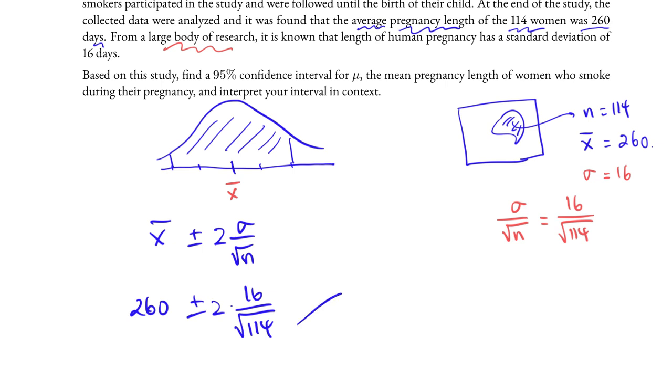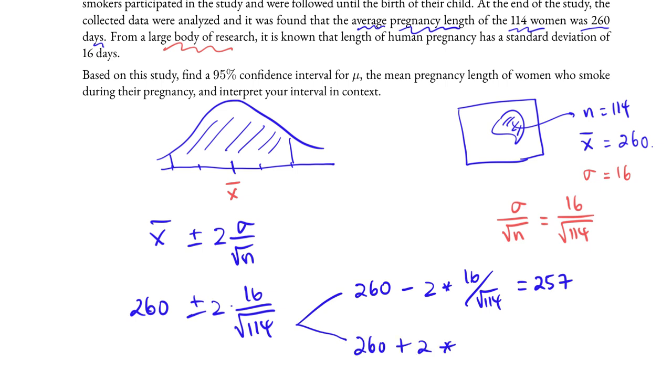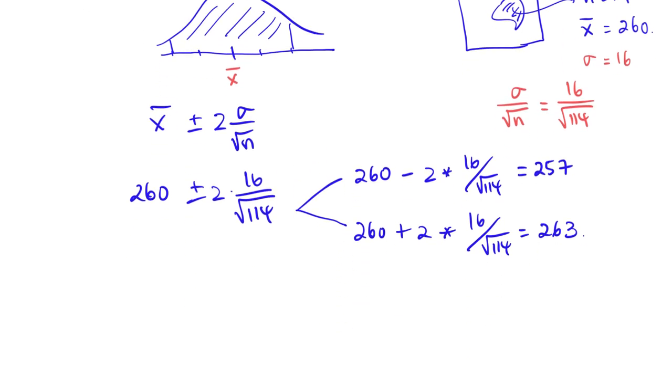There are 2 computations here. 260 minus 2 times 16 divided by the square root of 114. Put this in a calculator, we will get 257. Another computation is 260 plus 2 times 16 divided by the square root of 114, which is 263. These are the lower and the upper bound for the confidence interval.